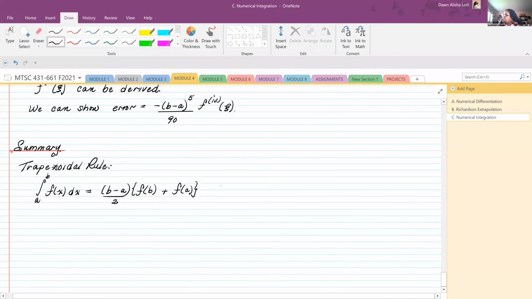And then this one is minus h f double prime over 12 times h cubed, and then a less than c less than b. And this is exact for f of x of degree 1 or less.